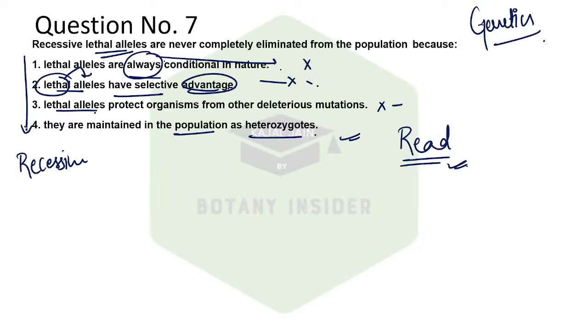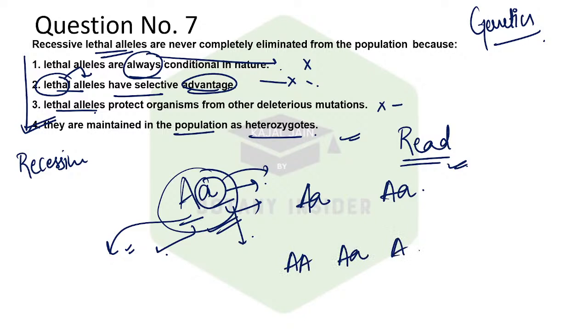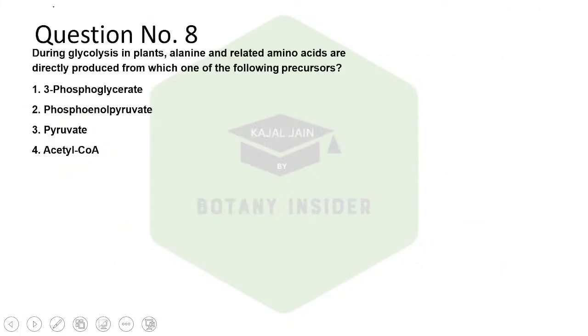That is, they get maintained in the population as heterozygotes. What is a heterozygote? When a dominant and a recessive allele are found together. In this heterozygote condition, although the dominant characteristic will be shown, the recessive one is still there in further generations. Let's say when you have a heterozygote mating with a heterozygote, in the next scenario you will be getting a homozygous recessive lethal allele shown. So they get safeguarded, or they are maintained in the population as heterozygotes. I hope this question is clear. Very simple, easy question. Next question for you all.